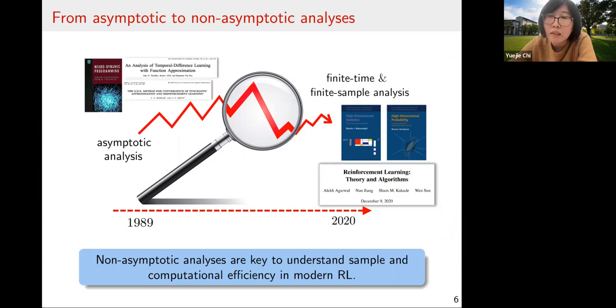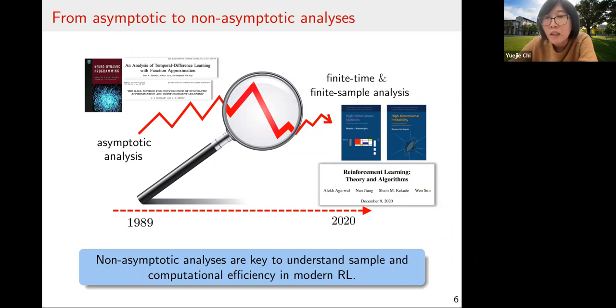This type of asymptotic analysis is nice because it gives us a comfort that the algorithm at the end of the day can find the optimal policy, but it may not necessarily be sufficient in the modern era where we have very large scale problems and we really don't have an infinite number of samples or infinite resources to execute these algorithms. Rather, people have shifted the paradigm to look at the so-called finite time or finite sample analysis, leveraging a lot of the advances in high dimensional statistics and high dimensional probability.